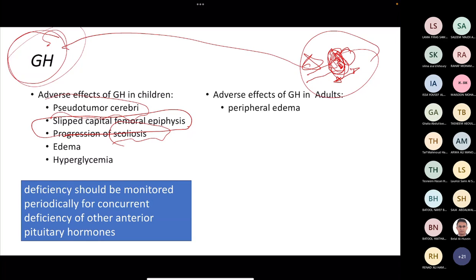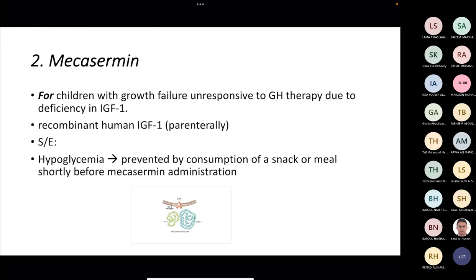In adults, there are some side effects which are more or less similar to the side effects related to its excess in children, like peripheral edema, pain in the muscles, and pain in the joints. Now, mecasermin is an agent that is used in case of growth hormone failure. So, as we said, growth hormone could be supplemented from an external source, but probably IGF-1 is not released properly. So if a trial of growth hormone fails, they give the IGF-1 analog, which is called mecasermin.